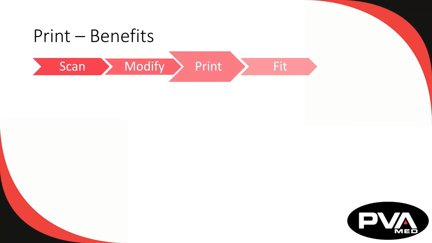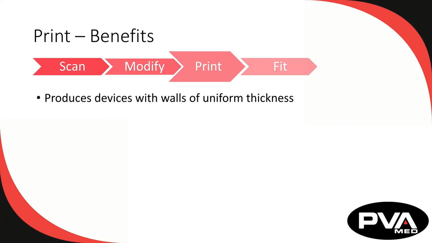Now we're going to move on to the print step in the workflow and talk about some of the benefits. The first benefit in the print step is the ability to produce devices with walls of uniform thickness. Device wall thickness can be varied through the CAM, or computer-aided manufacturing component. This is referred to as slicing in 3D printing. All of this is done programmatically so that the same settings produce quality results every time.